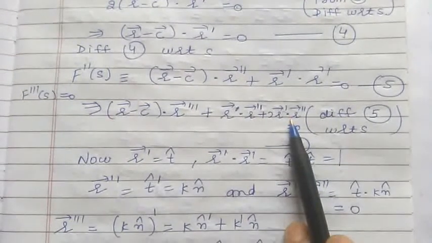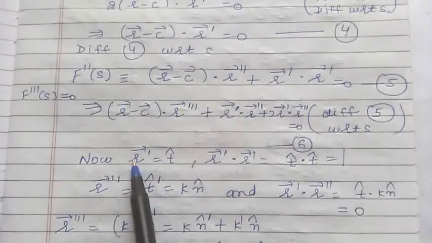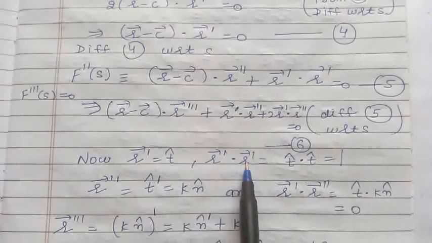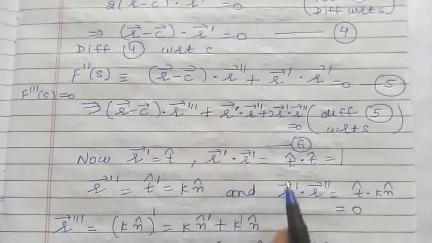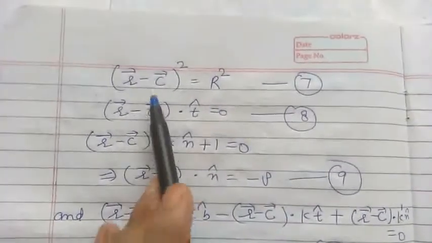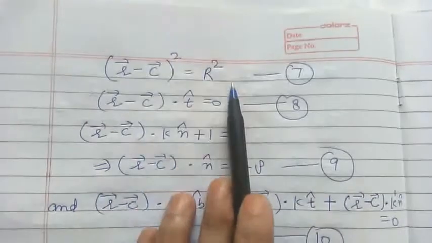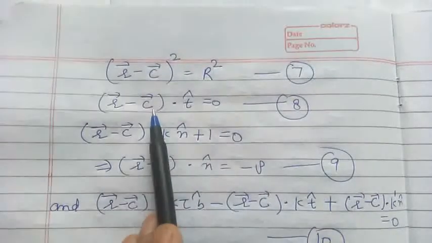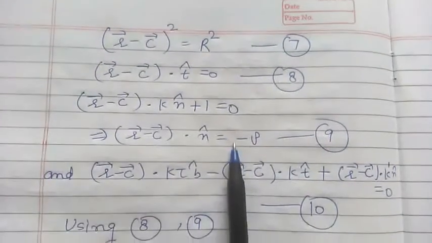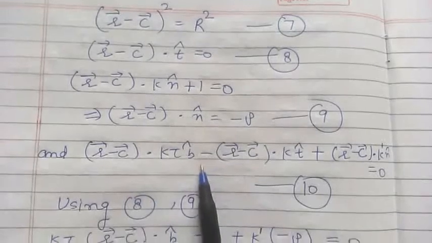Now substituting the values of all these expressions here, the derivative of vector r is t cap, r dash dot r dash is 1. So substituting all these values here, the above three equations become: (vector r minus vector c) whole square is equal to r square, (vector r minus vector c) dot t cap is equal to 0, and the next equation becomes this. Now we have these 4 equations converted into this form.